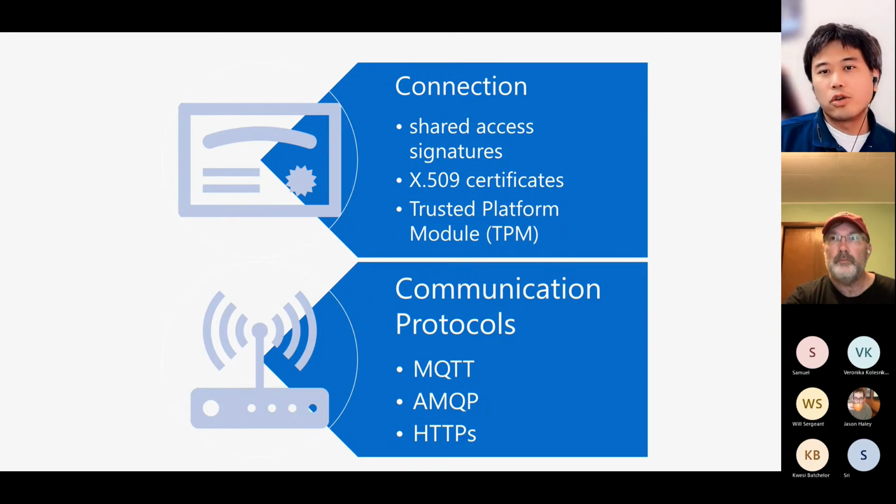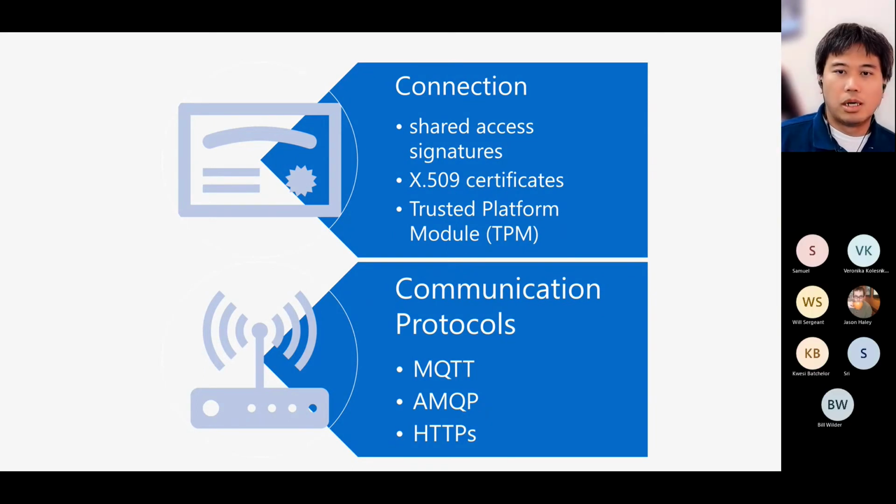There are multiple ways you would connect to IoT Central. Of course, this is the same underlying structure as connecting a device to IoT Hub. You can use either a shared access signature, X509 certificates, or the Trusted Platform Module. A lot of examples out there use the shared access signature, which is kind of like a connection string. That's typically the easiest way to connect to IoT Central.